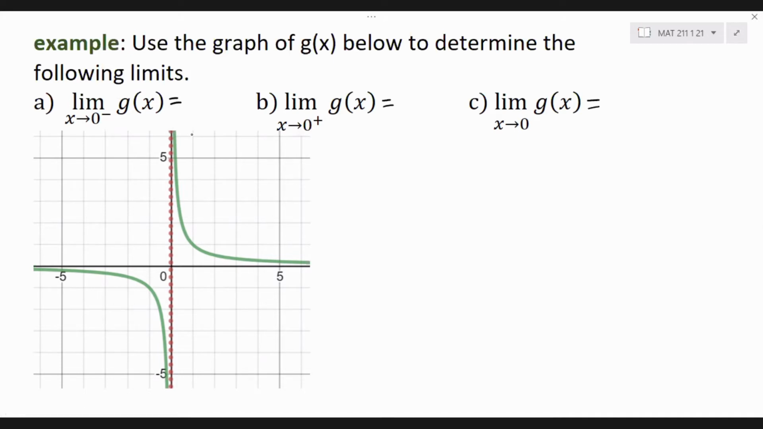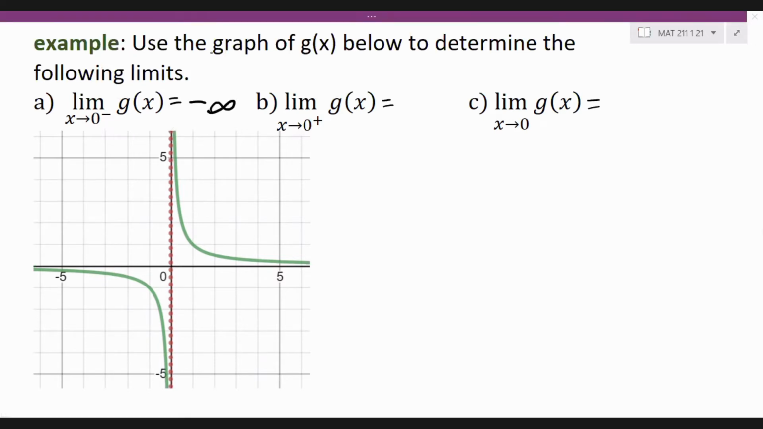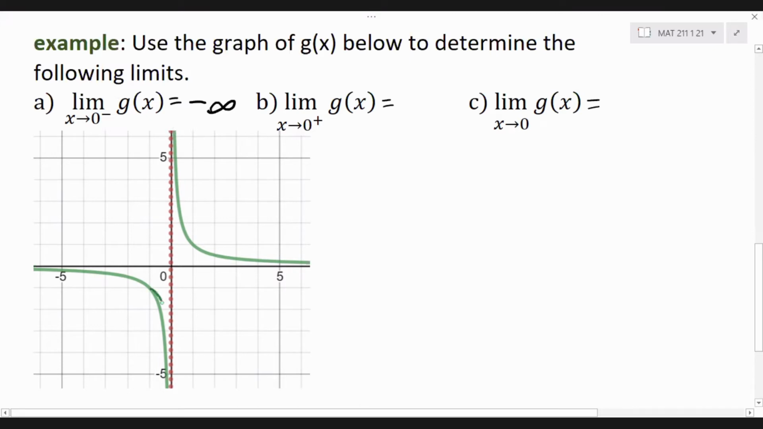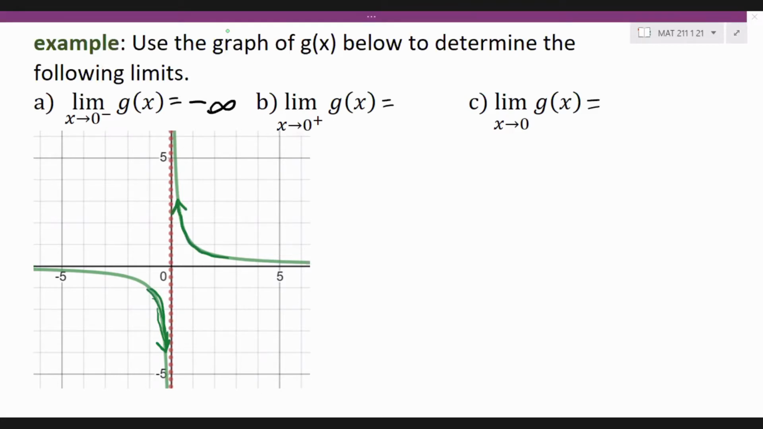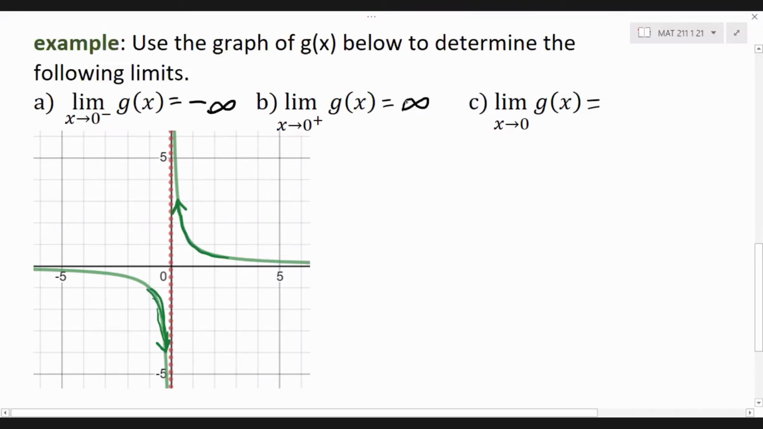Okay, so on part A, the limit of g as x approaches 0 from the left. Negative infinity. Exactly, negative infinity. This time, our function is just going down, down, down forever as it approaches 0 from the left side. Since it's going in the negative direction now, it's negative infinity. How about from the other side, approaching 0 from the right? Positive infinity. Yes, exactly. That side is going up, and we can just write infinity.